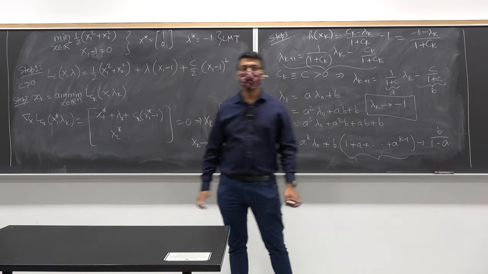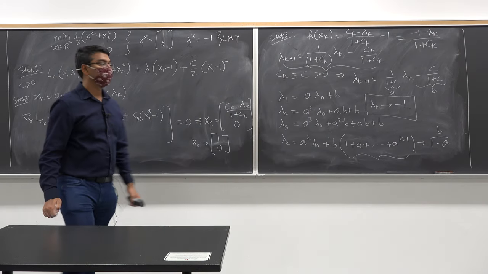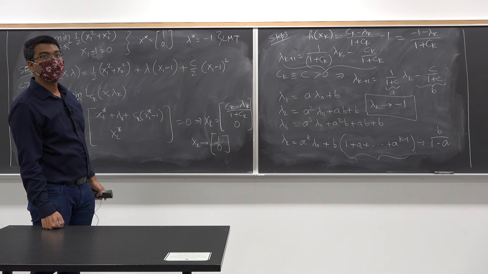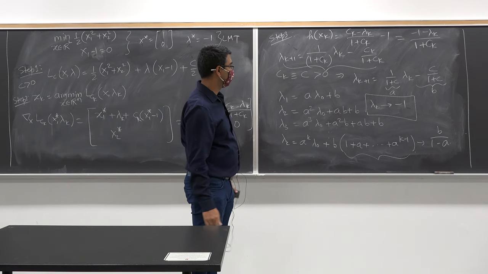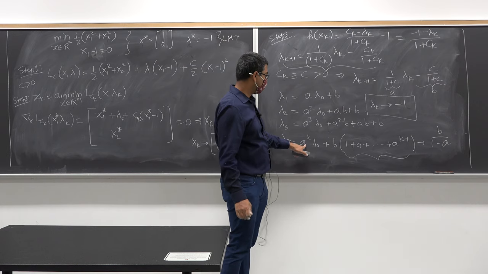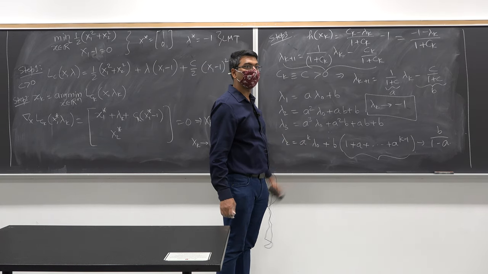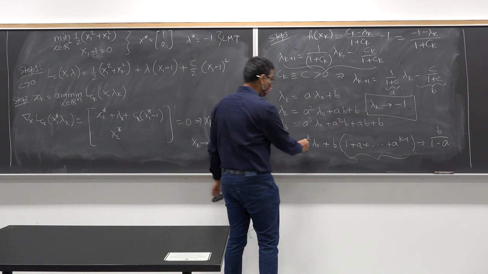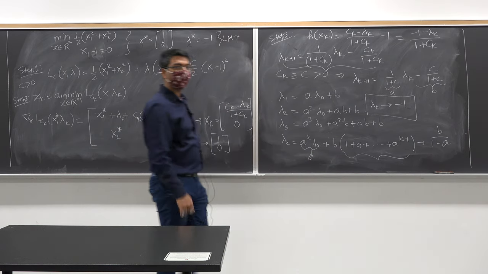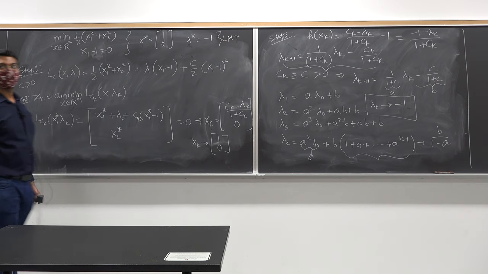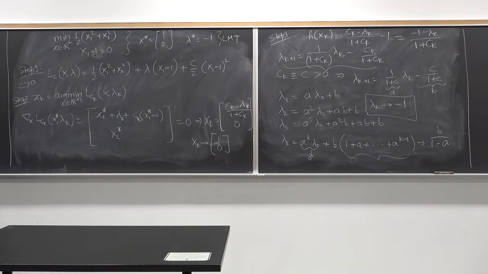Any questions so far? Yes, please. Right. So what about a to the power k? Since a is less than 1, this term is going to 0. So a is less than 1, so this term will go to 0 as k goes to infinity. Okay. Any other question?